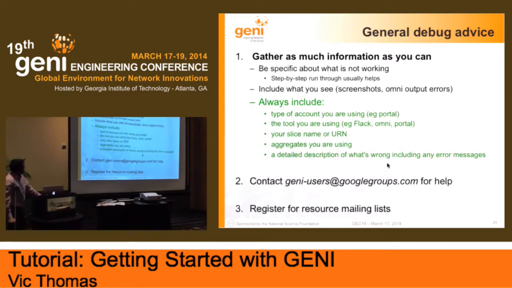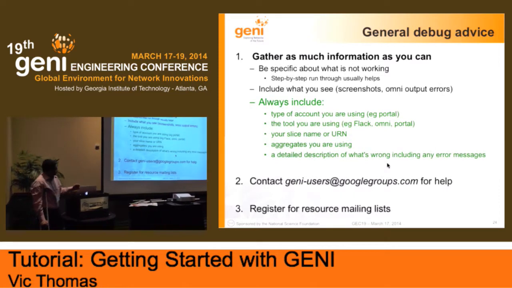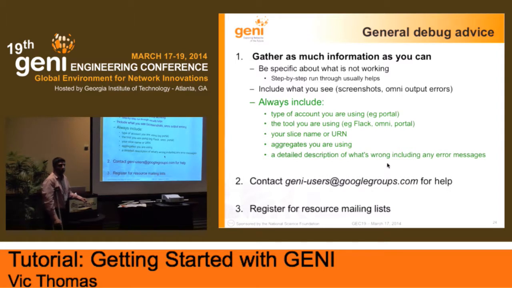And then if you want to ask a question, please provide us as much information as you can. Tell us where you got your account. Did you get it from the GENI portal, or did you get it from PlanetLab or Emulab? What tool did you use? Did you use Flack or Omni? What's the name of your slice? What aggregates are you using? The more information you can provide, the easier it is for us to answer.